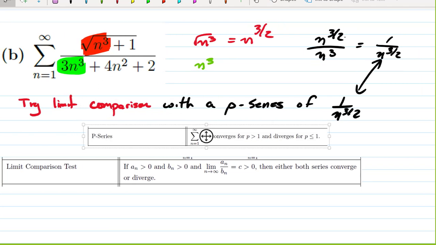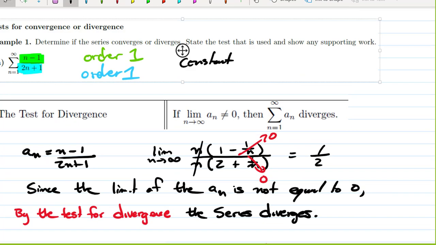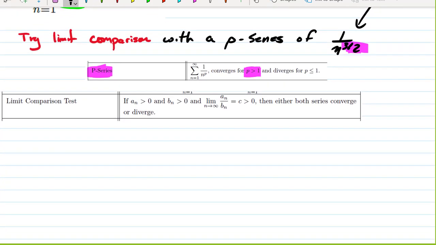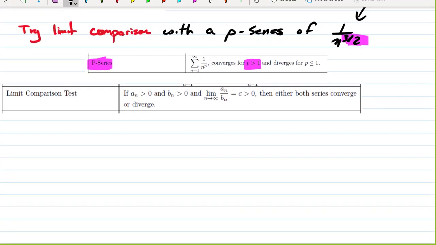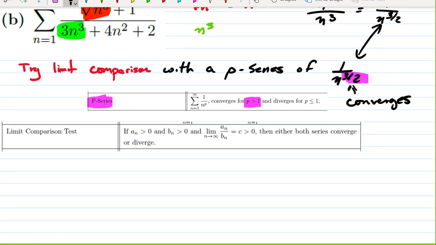So this guy is our p-series, and our p is 3/2, which is bigger than 1. So then this guy is going to converge. So we're going to do our limit comparison with a convergent p-series. So our limit comparison test says if the ratio of the sequence members converges, since this converges, both will converge.